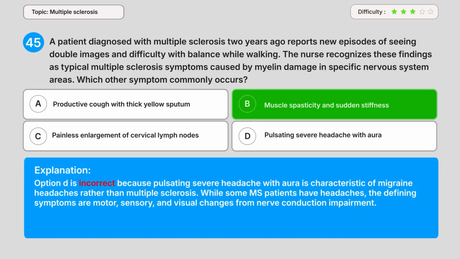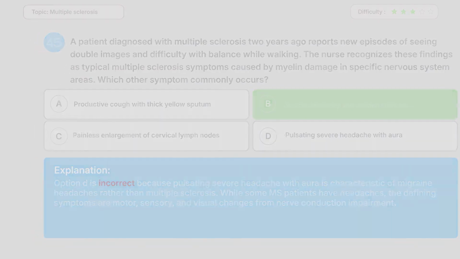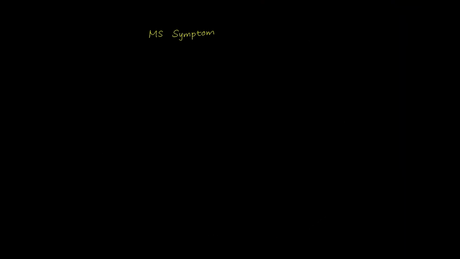Option D is incorrect because pulsating severe headache with aura is characteristic of migraine headaches rather than multiple sclerosis. While some MS patients have headaches, the defining symptoms are motor, sensory, and visual changes from nerve conduction impairment. Multiple sclerosis damages myelin in the central nervous system, and symptoms line up with the nerve tracts that lose their insulation. This patient already has double vision and balance problems from cranial and cerebellar involvement.